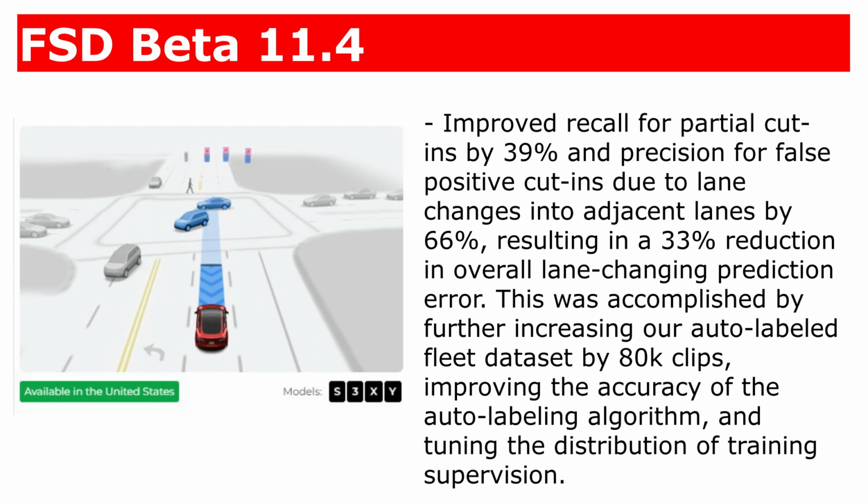Improved recall for partial cut-ins by 39% and precision for false positive cut-ins due to lane changes into adjacent lanes by 66%, resulting in a 33% reduction in overall lane changing prediction error. This was accomplished by further increasing our auto-labeled fleet dataset by 80K clips, improving the accuracy of the auto-labeling algorithm, and tuning the distribution of training supervision.